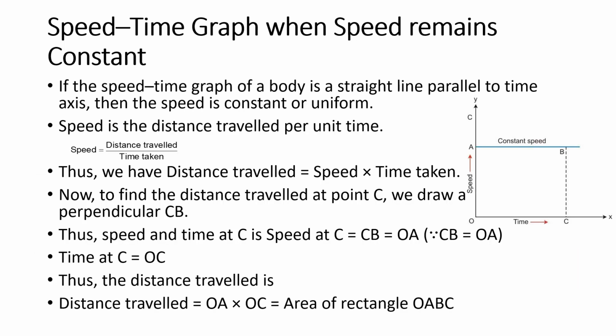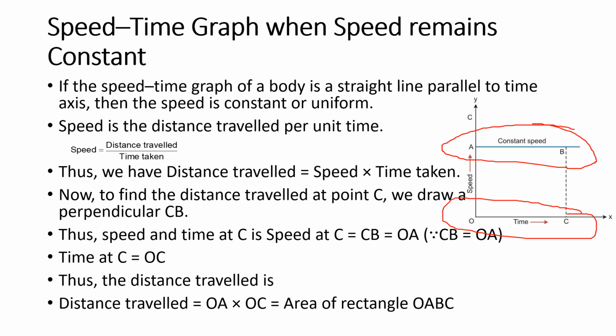Speed time graph when speed remains constant. If the speed time graph of a body is a straight line parallel to the time axis, then the speed is constant or uniform. Speed is the distance traveled per unit time. That is, speed is equal to distance traveled divided by time taken. Thus, we find distance traveled is equal to speed into time taken.